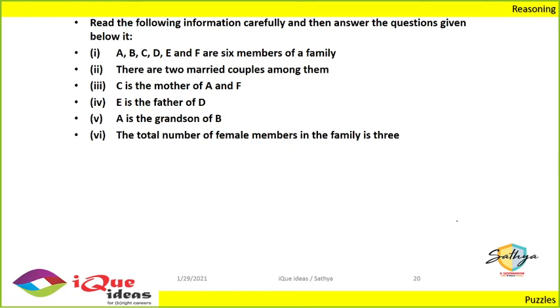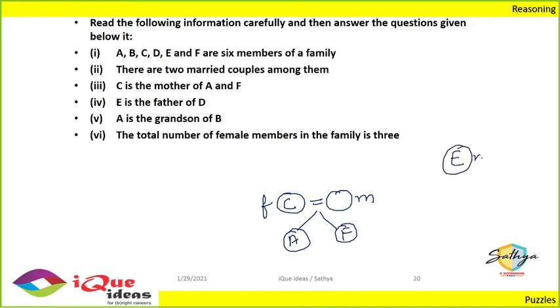See, it is given that C is the mother of A and F. So C, mother means female and married to somebody who is a male. So C is the mother of A and F. Are we together so far? Okay. E is the father of D. Father means male. So E is the father of D. A is the grandson of B. This is A. Grandson means male. So A is the grandson of B.